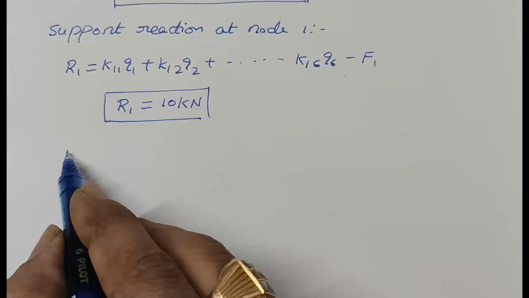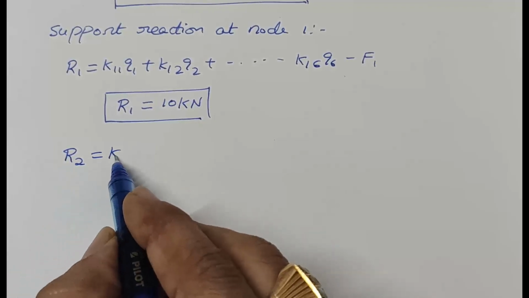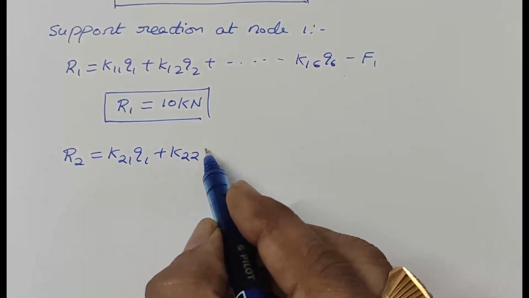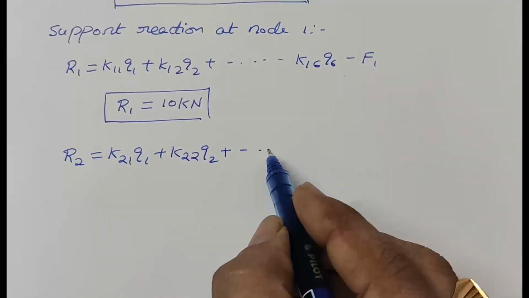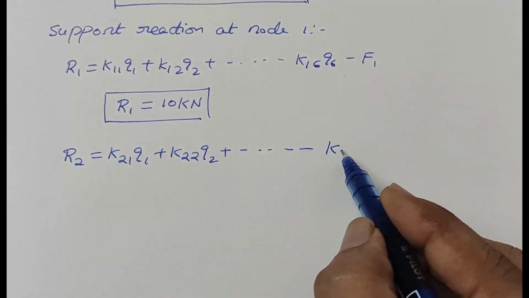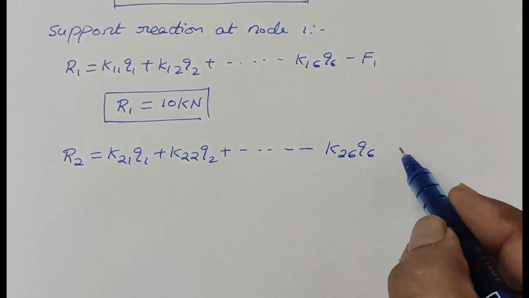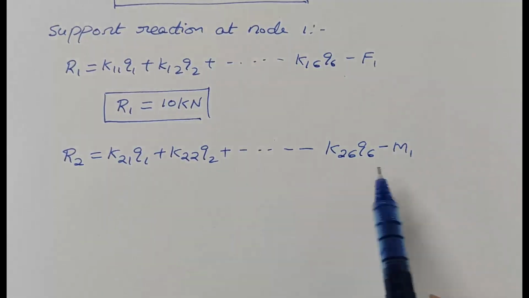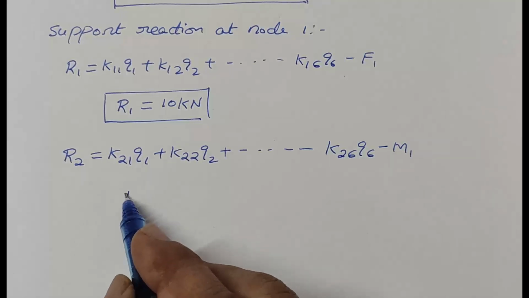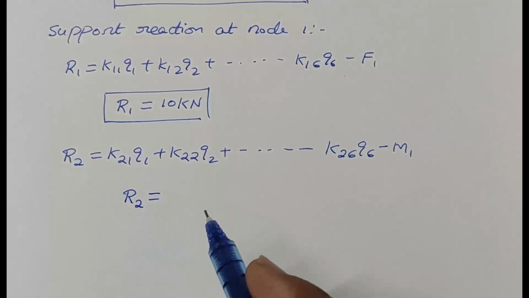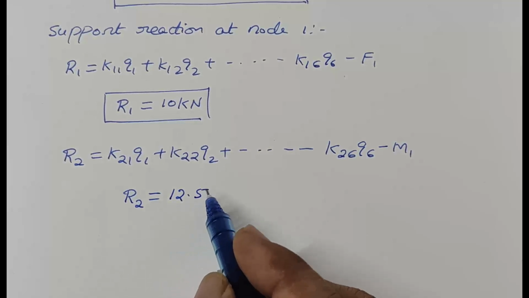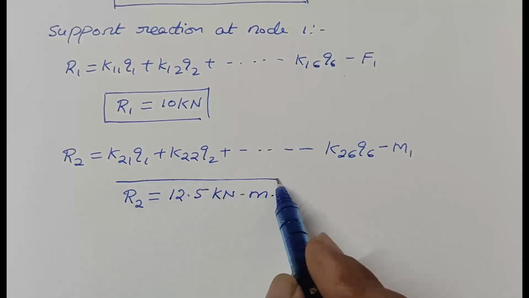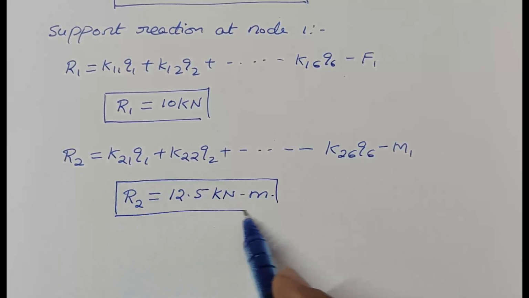Next R2. R2 is K21 Q1 plus K22 Q2 plus up to K26 Q6 minus M1. If you substitute all the values and simplify, we will get R2 is equal to 12.5 kilonewton meter. This is the reacting moment at node number 1.